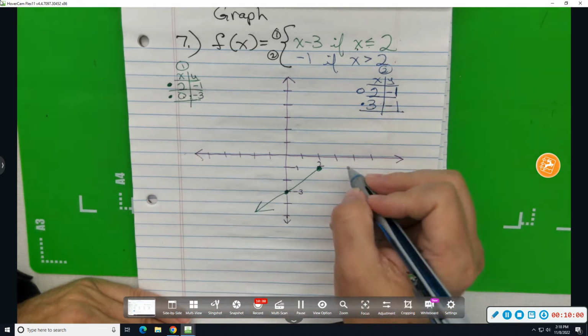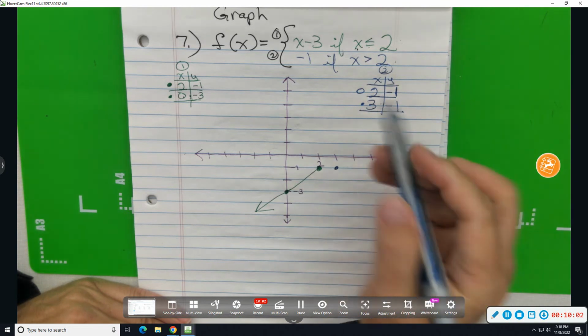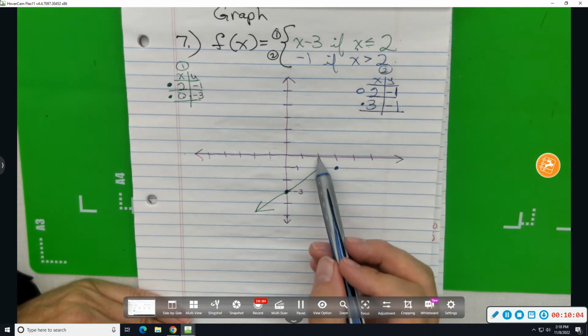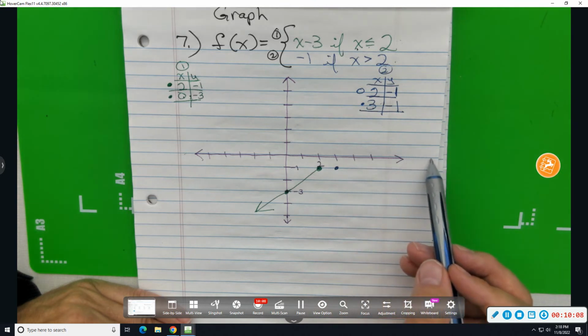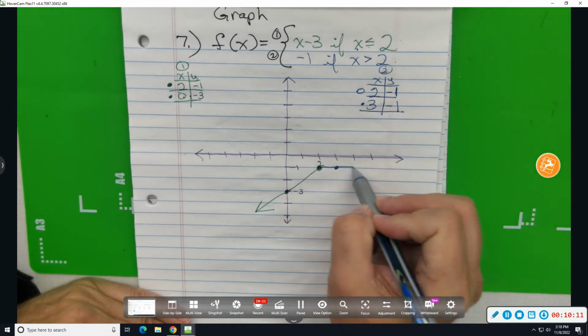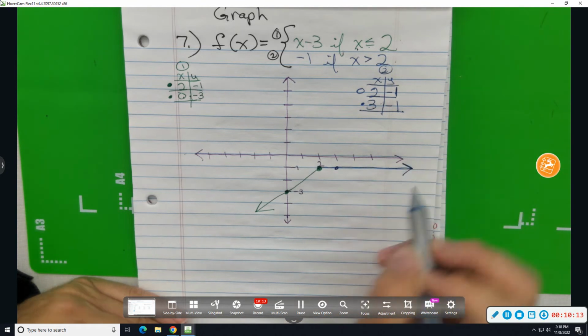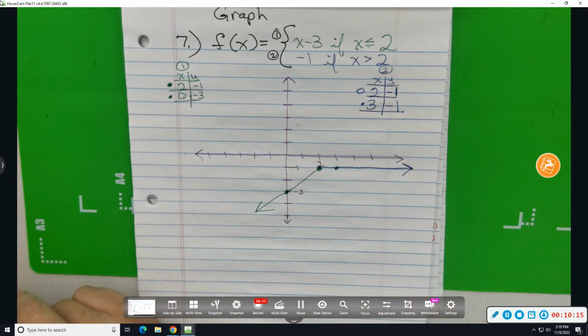And then we have 3, negative 1. X bigger than 2. On the x-axis, bigger than 2. It keeps going to the right, so the right side of the graph has to keep going. Any questions there?